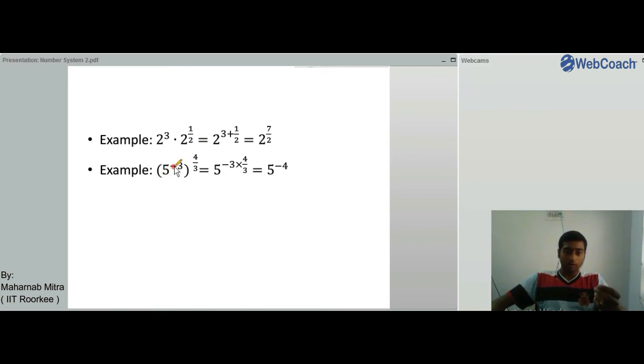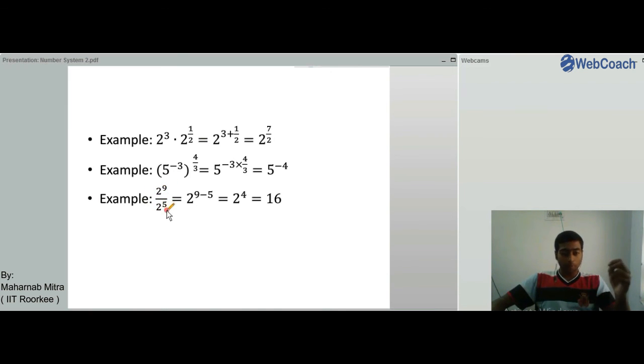The second example states, if we do 5 to the power minus 3, whole to the power 4 by 3, what we get is 5 to the power minus 3 times 4 by 3, right? Because this is in a whole power form, we must multiply the powers. And finally you can see 3 times 4 by 3, this 3 gets cancelled out, and we are left with a single value 4, and thus our final answer is 5 to the power minus 4, right?